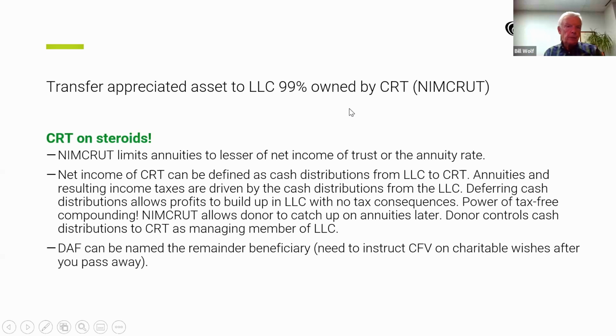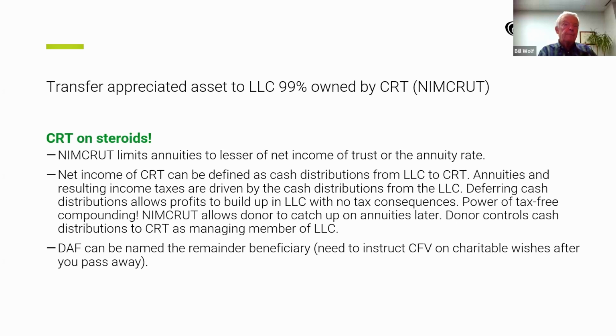Last thing I want to say on this is in the second bullet. Why did I set up the LLC? So far, we talked about a NIMCRUT, but we didn't explain why we interposed the LLC between the donor and the CRT. And that's due to a very unique concept in trust tax law. And it says you have the ability to select. I'm actually amazed at this. You as the donor have the ability to decide when you're going to pay taxes in this annuity.